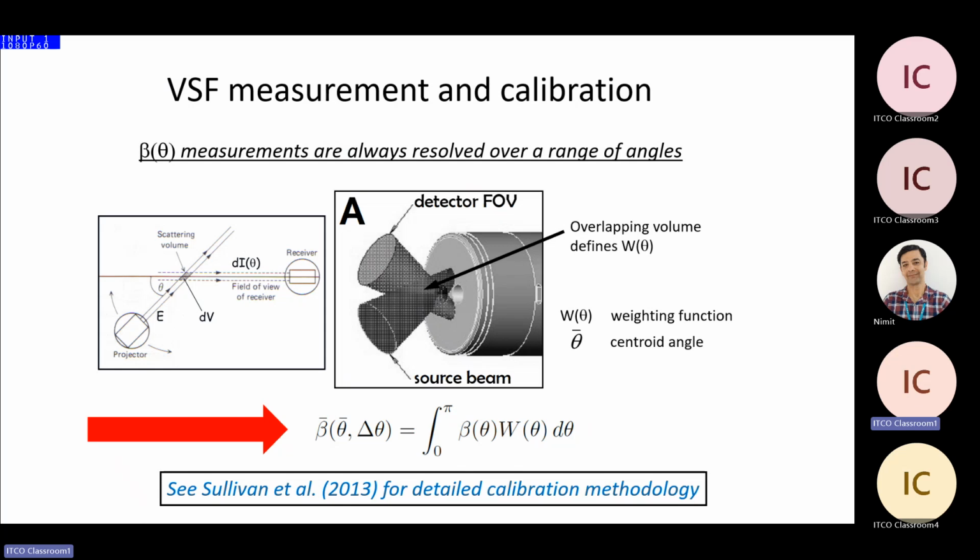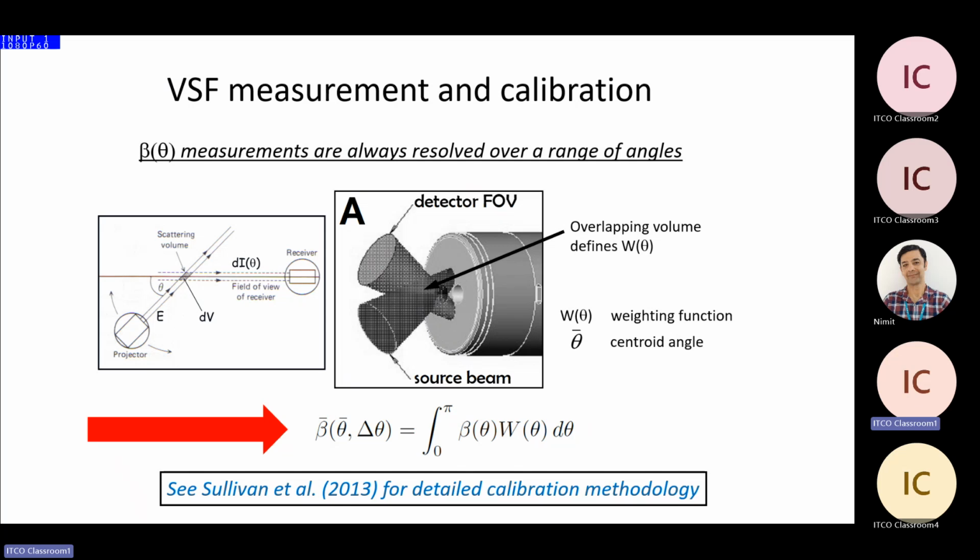With the ECO sensors, you have a very broad source beam and a very broad detector beam that intersect, as shown in this subplot A. And that was intentional, to make those beams as big as possible. We're trying to get as much light as possible into the detector, but we're also using it not to really measure the VSF, but to derive the backscattering coefficient. So we're trying to resolve as much of the backscattering part of the VSF as possible. But because of that, there's a weighting function, a function of angle, that defines that particular geometry for that particular sensor.